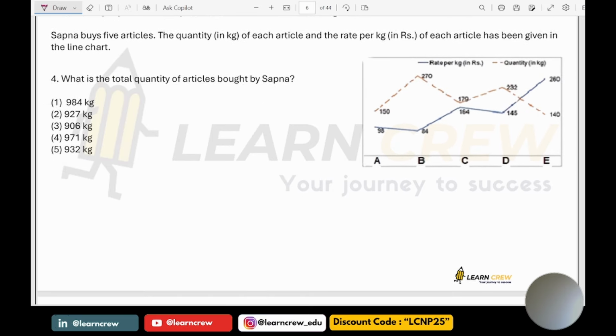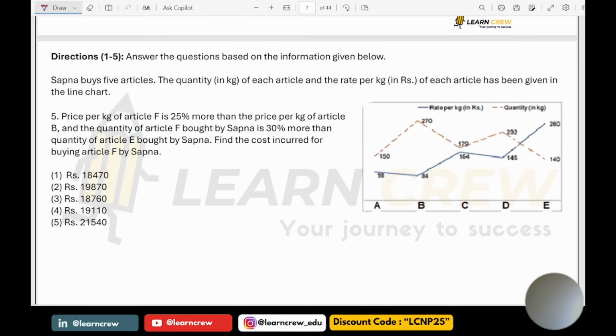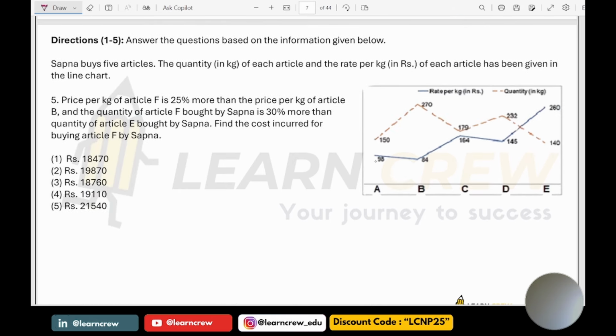Next one, what is the total quantity of articles bought by Sapna? You have to add all these things. 150 plus 270, 420 plus 179 plus 232 plus 140. If you add all these things, you will get 971.